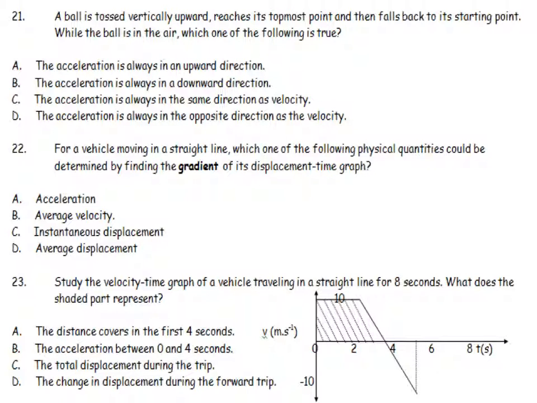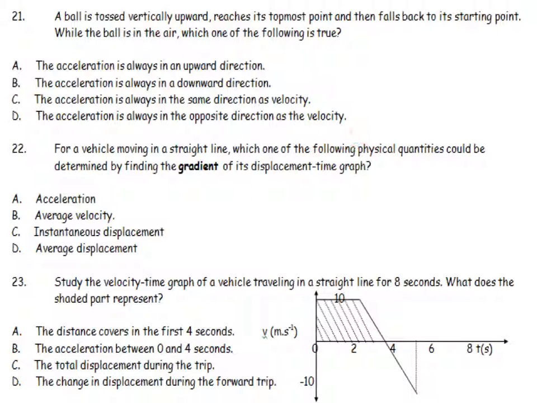A ball is tossed vertically upward. It reaches its topmost point and then falls back to a starting point. While the ball is in the air, what is true? Now, we're talking about projectile motion here. Objects go up, they stop for a second, and they come back down again.